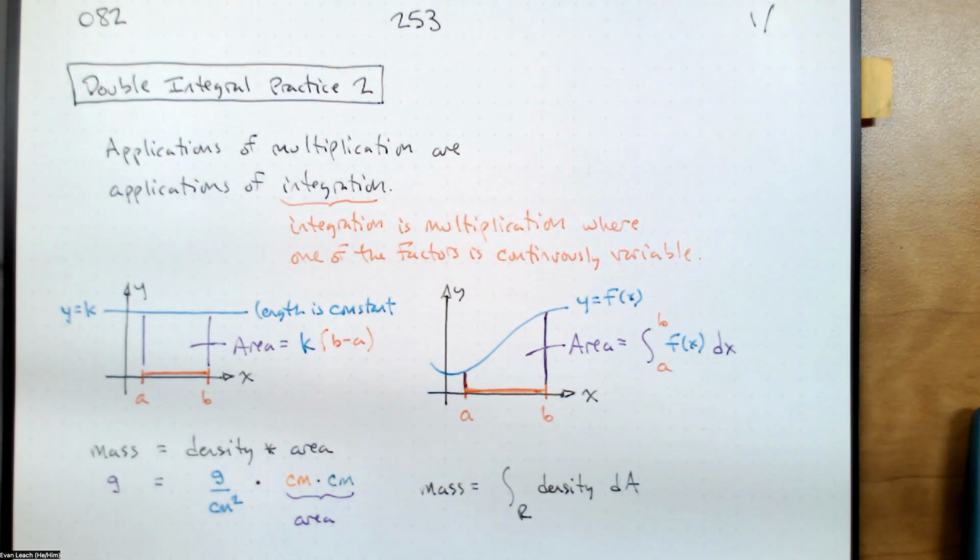So when you start to wonder, when are we going to need to know this? Anytime you use multiplication, think about whether one of those factors could end up being continuously variable. If that happens, you're going to be doing integration. You have integration in your future. So make sure you put some mathematicians on your Rolodex. Otherwise, you're going to have to find some antiderivatives.